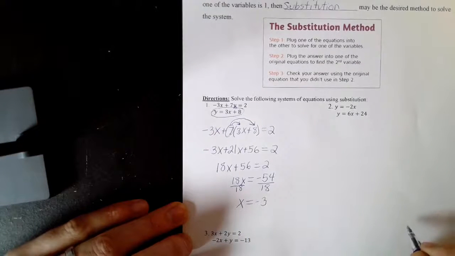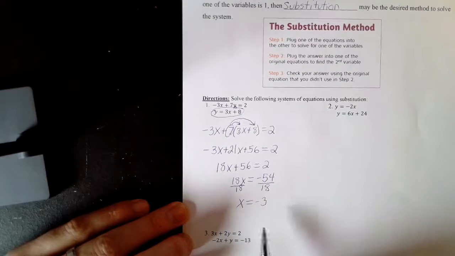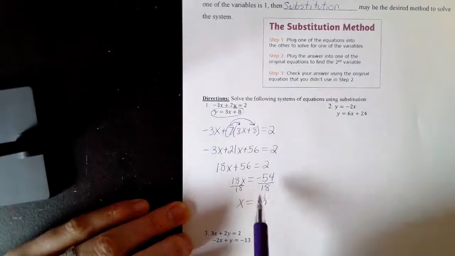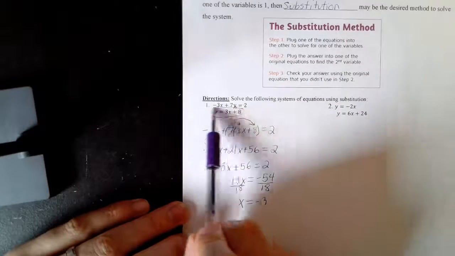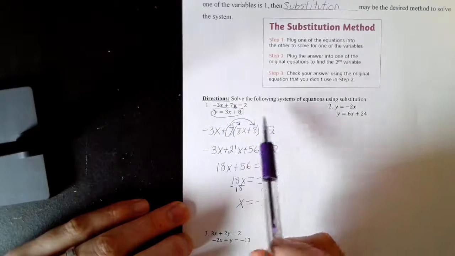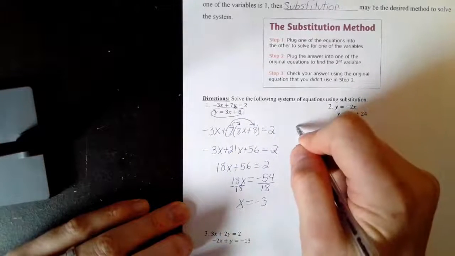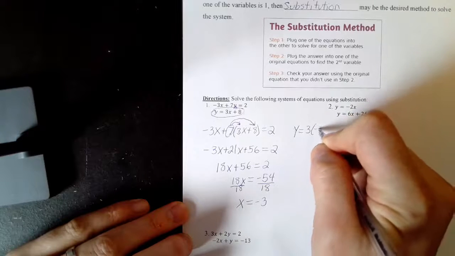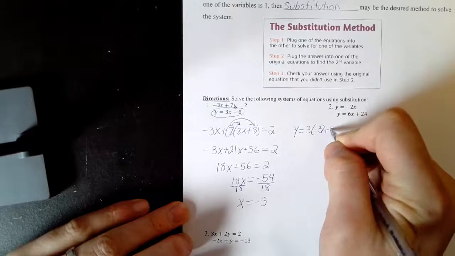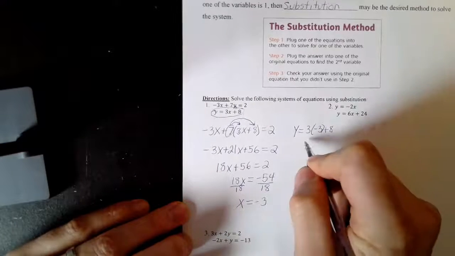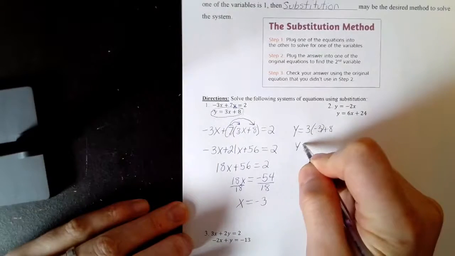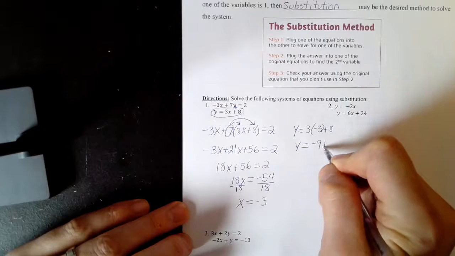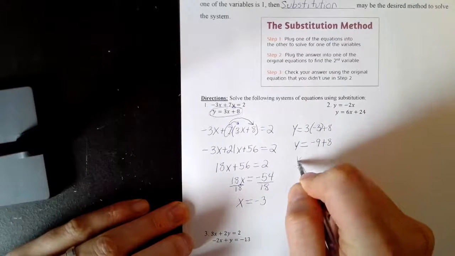Now to solve for y, we can then plug negative 3 back into either one of the original two equations. I like to always plug it into the one where our variable is isolated, so then all we need to do is simplify. So we have y is equal to 3 times negative 3 plus 8. Now let's simplify and solve for y. So y is equal to 3 times negative 3 is negative 9 plus 8. So y is equal to negative 1.